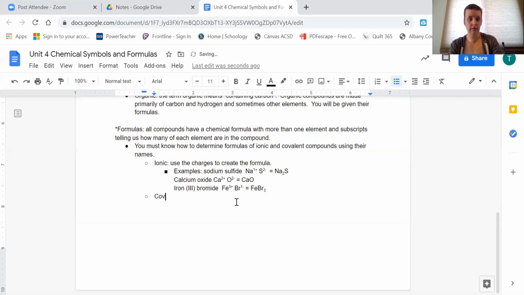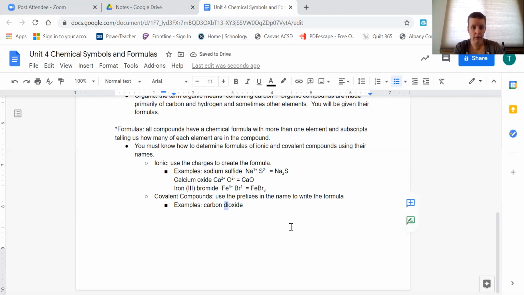Okay, covalent. Covalent compounds use the prefixes in the name to write the formula. Okay, all right, here's some examples. Carbon dioxide. Well, what's a prefix, you guys? This right here, di, that is a prefix. Carbon doesn't have one. Carbon's just the name of an element. So because carbon doesn't have one, we know that there's only one carbon. Dioxide means 2 oxygens, so O2.